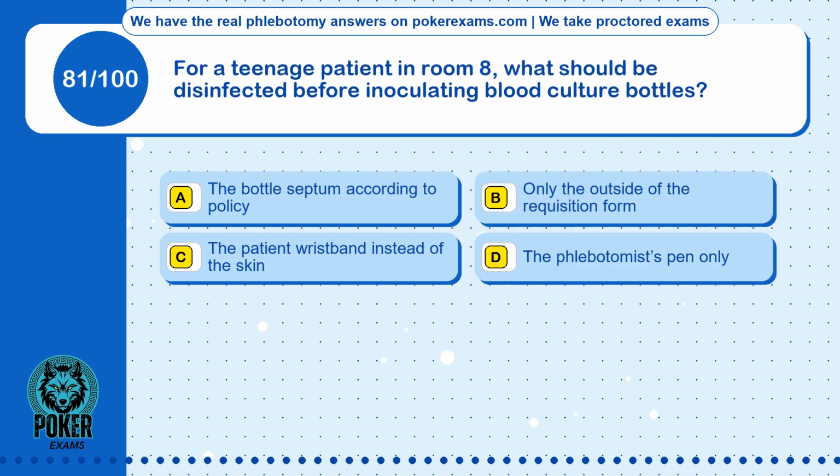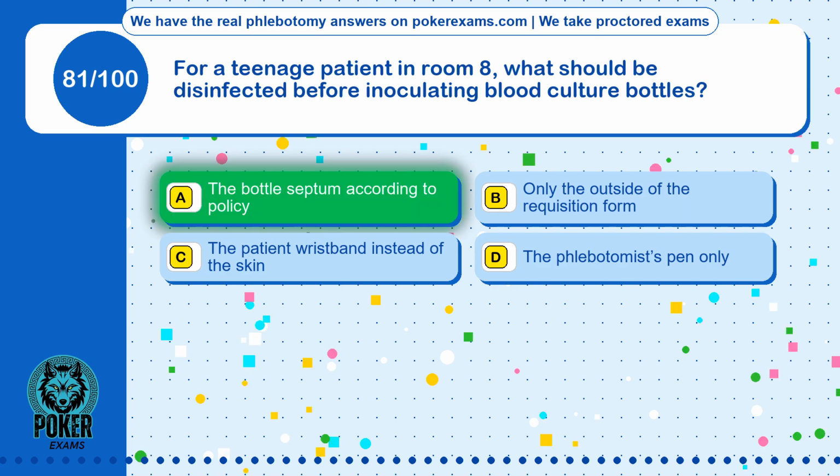Question 81. For a teenage patient in room 8, what should be disinfected before inoculating blood culture bottles? Option A. The bottle septum according to policy. Option B. Only the outside of the requisition form. Option C. The patient wristband instead of the skin. Option D. The phlebotomist's pen only.